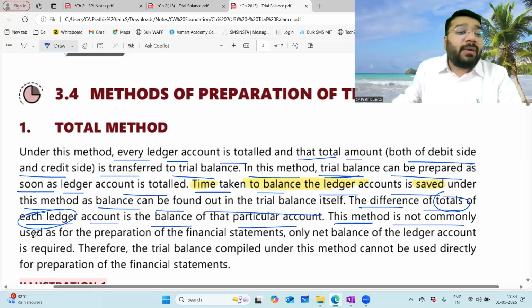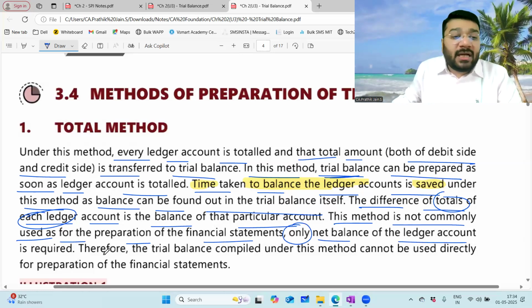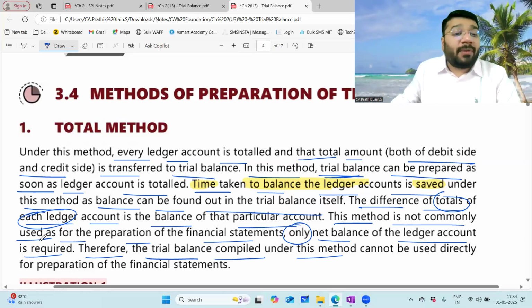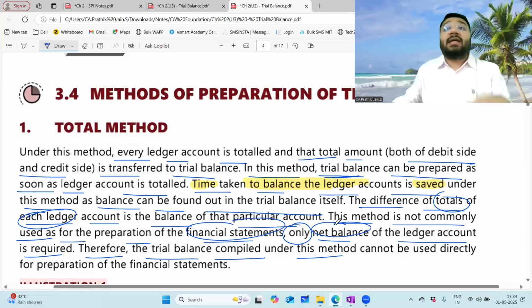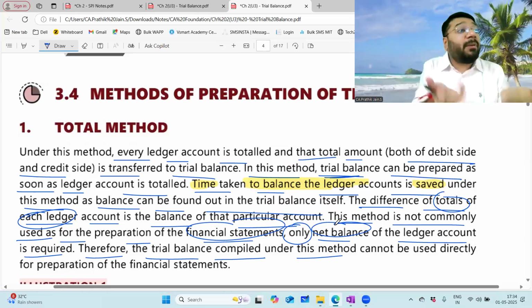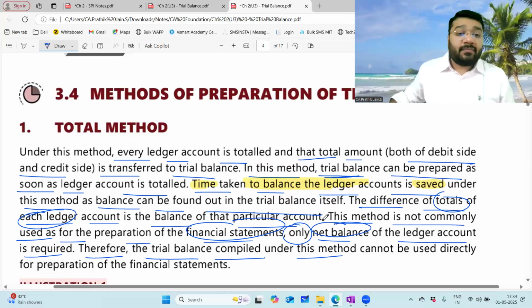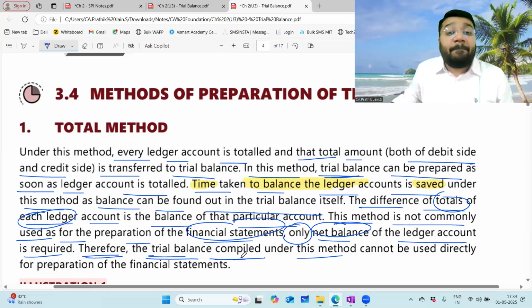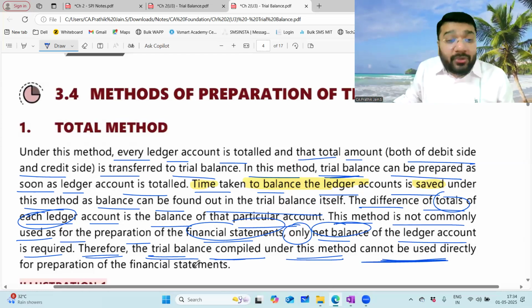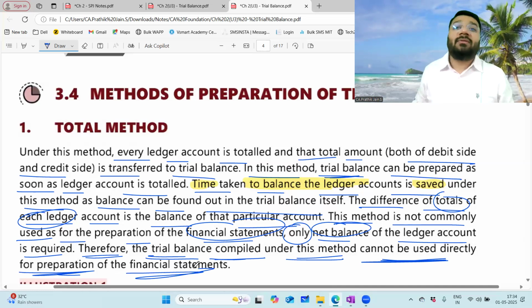This method is not commonly used for the preparation of financial statements. Only the net balance of the ledger account is required. Therefore, for the purpose of preparing the financial statement, what do I need? I need the balance of the ledger, and this ledger does not give me the balance. So how can I use this for preparing the financial statement? Therefore, the trial balance compiled under this method cannot be used directly for the preparation of the financial statement.